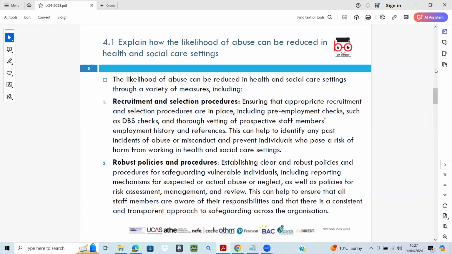The third key method is training and development. Continuous training ensures that all staff members are up to date on the latest safeguarding protocols and aware of the signs of abuse and neglect. Regular training sessions also reinforce the importance of safeguarding and keep it at the forefront of staff priorities.